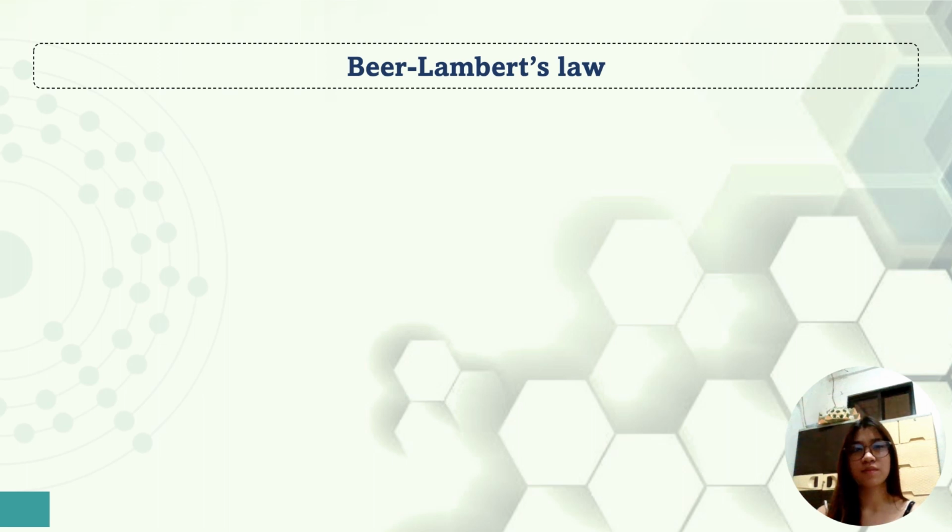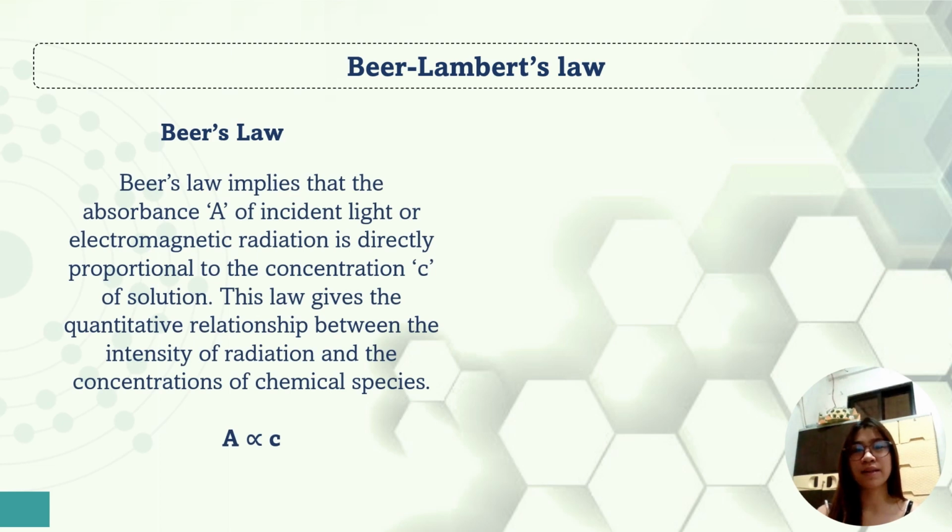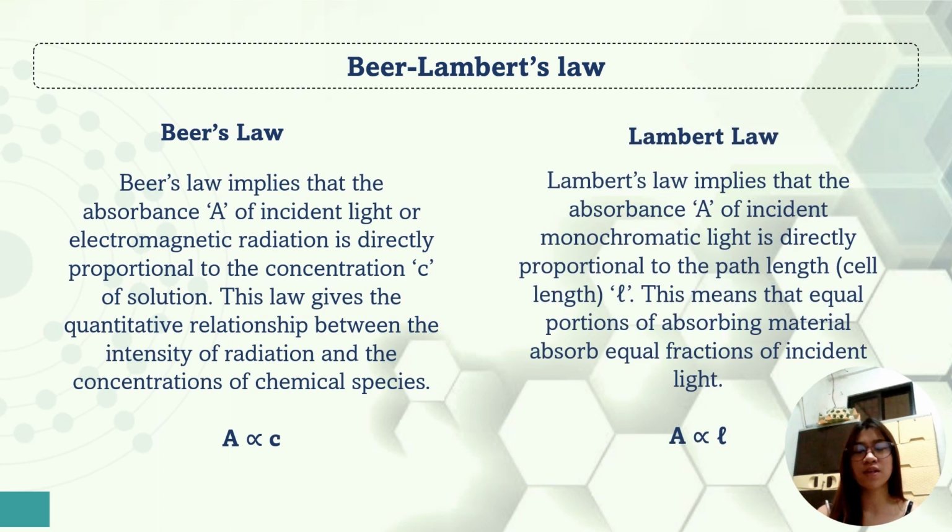UV absorption spectroscopy can be used for the quantitative determination of compounds that absorb UV radiation. This determination is based on the Beer-Lambert law that is used to determine the transmittance and absorbance of a solution in a transparent cell with a path length. According to this law, the concentration of the absorbing analyte is directly proportional to the absorbance and path length of the cell.